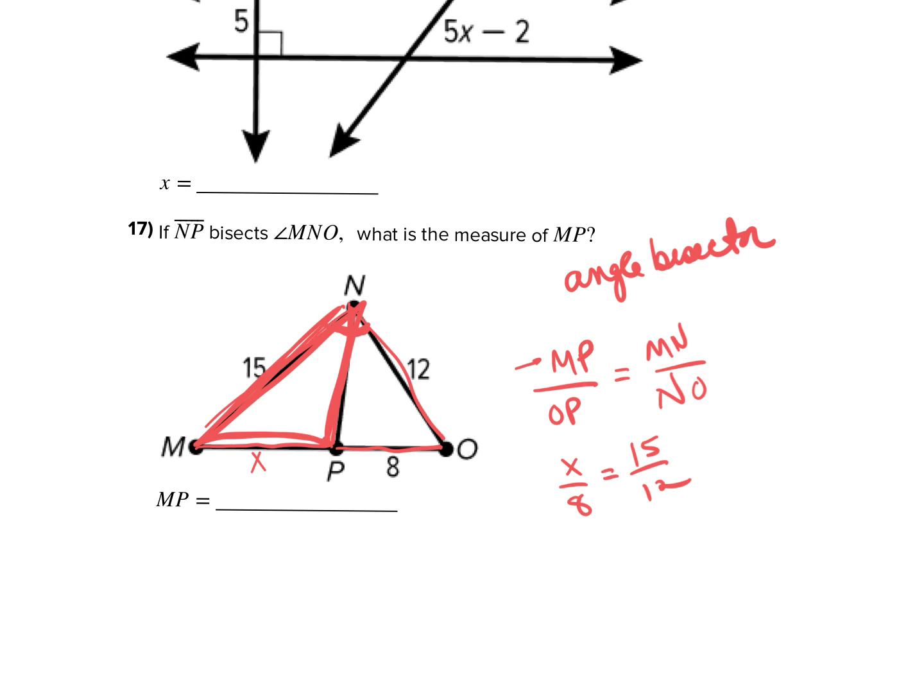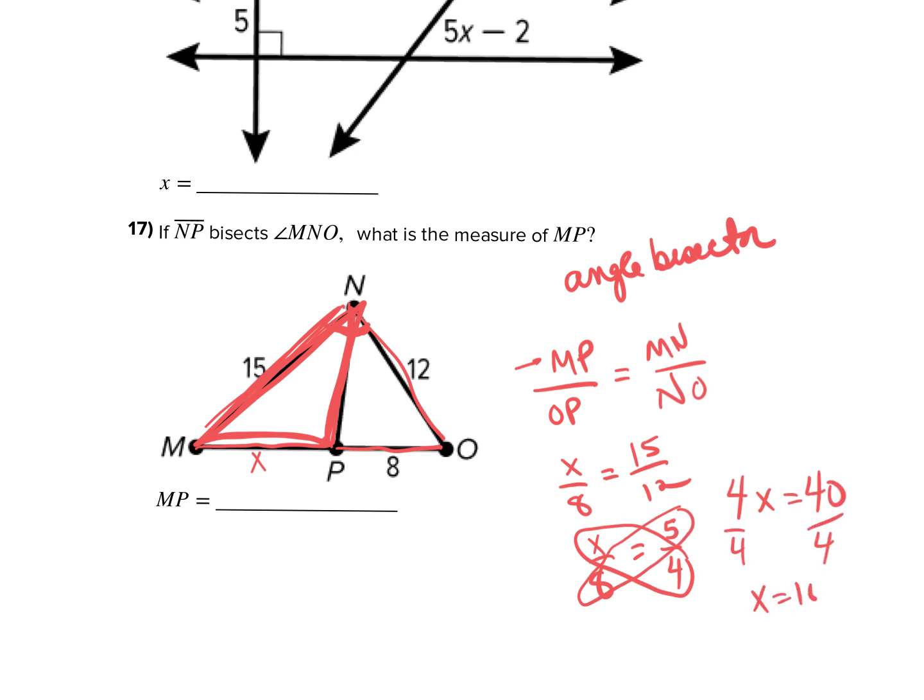Now 15 over 12, if you have a calculator, you can just cross multiply and divide by 12. But I do recognize the fact that 15 over 12 is divisible by 3. So that's the same as 5 over 4. And the reason I do this is because now I have smaller numbers to work with. So what I have is 4x equals 40. And when I divide by 4, x is going to equal 10.